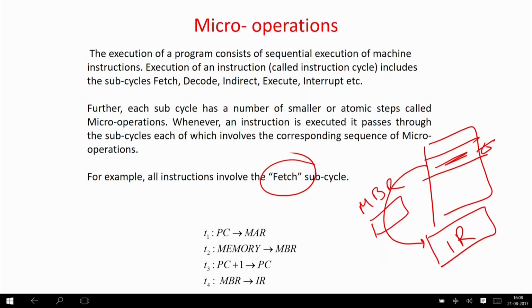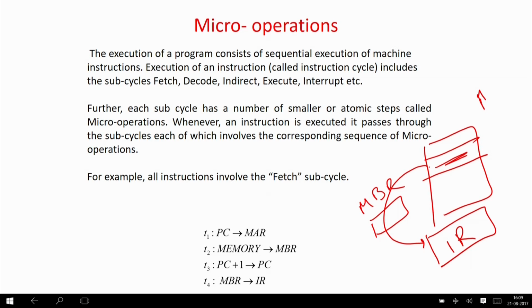So, at the first time unit what will happen? The program counter will load the memory address register. That is, the program counter PC value is there. It is telling that that is your memory address register. The program counter is telling that this is the location from where I need the instruction. Then this part is done. Then what we will do?